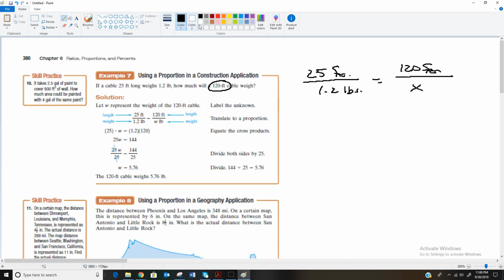So X pounds. If I cross multiply, 120 times 1.2 is 144. And then if I cross multiply this way, you get 25X. So 144 divided by 25, and you get X equals 5.76.